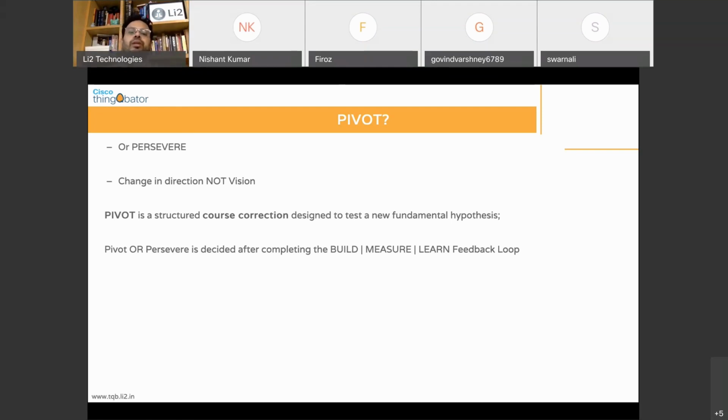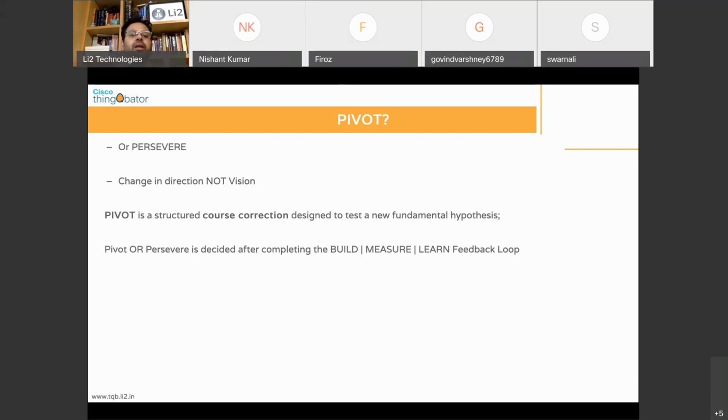Whatever solution you have written is actually your vision. That will not change. Solutions will keep changing, and that is nothing but different directions or different approaches you will take. So that's why the word course corrections. The definition of pivot is a structured course correction designed to test a new fundamental hypothesis. These are very, very important words. I've taken it directly from Eric Ries's book and put it here because every word here is important.